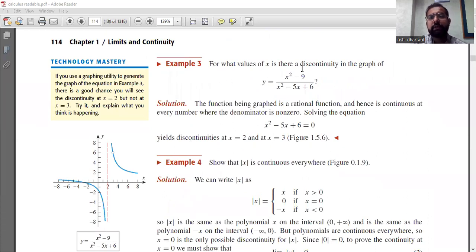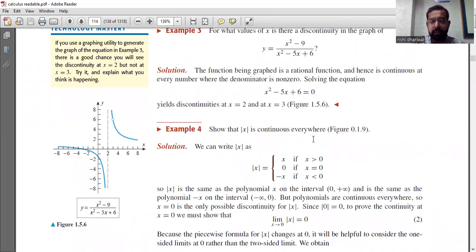For what values of x is there a discontinuity in the graph of y equals (x squared minus 9) divided by (x squared minus 5x plus 6)? That means the points where the denominator becomes zero are the points of discontinuity of the graph. So x squared minus 5x plus 6 equals 0 implies x equals 2 and x equals 3, which are the zeros of the denominator and yield discontinuities.